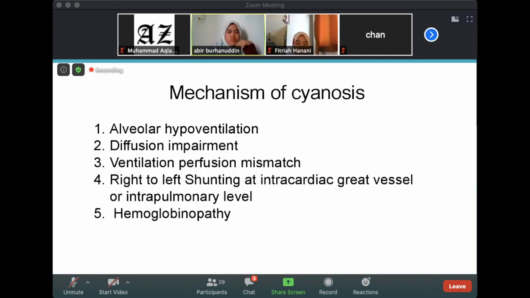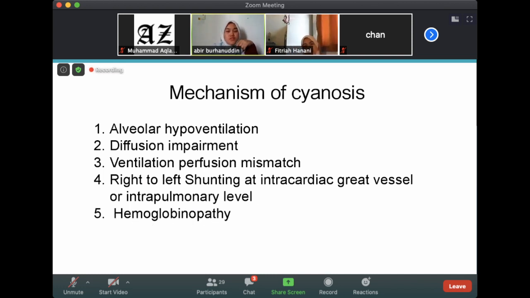Okay. For the mechanism of cyanosis, the first one is alveolar hypoventilation. Second is diffusion impairment. Third is ventilation perfusion mismatch. Fourth is the right to left shunting at the intracardiac, great vessel or intrapulmonary level. And the last one is hemoglobinopathy.